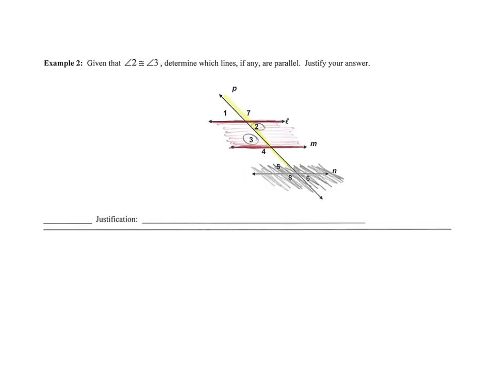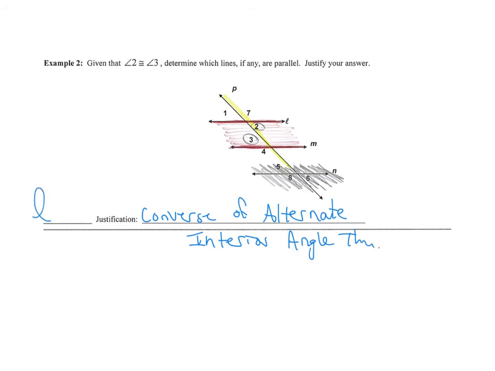So from our red pen marks, we can see that 2 and 3 are alternate interior angles. So our justification is by the converse of the alternate interior angle theorem that the lines L and M are parallel.